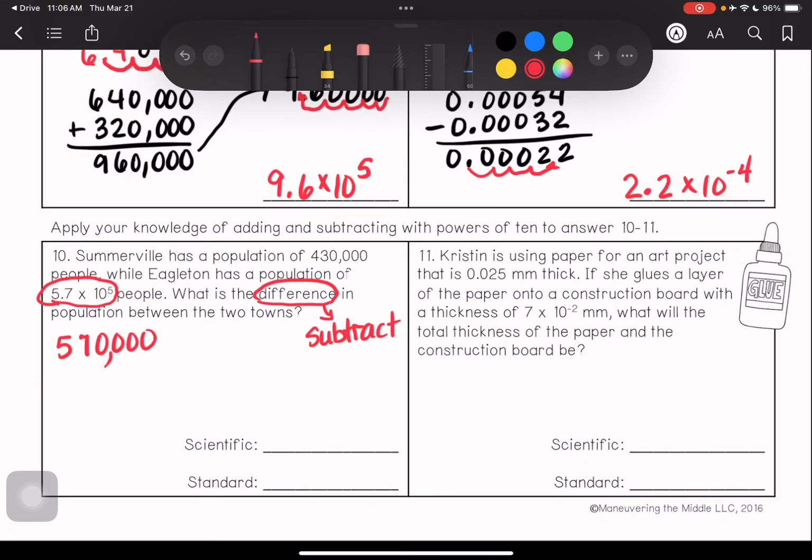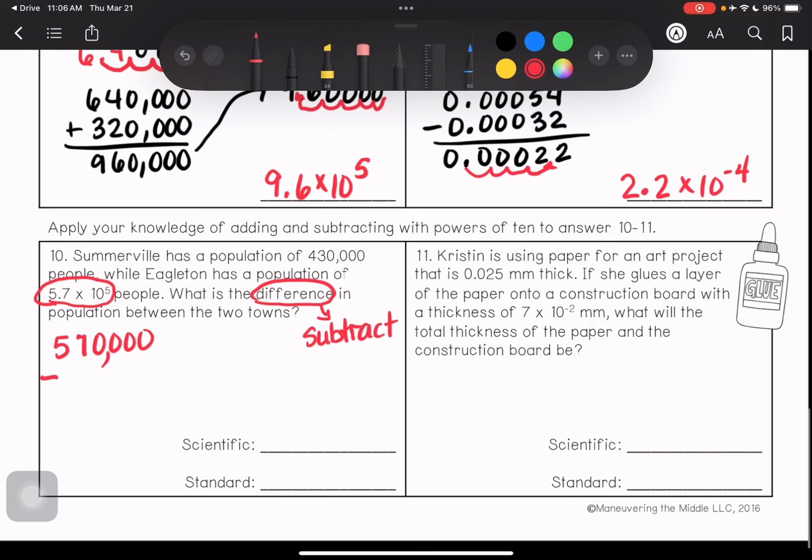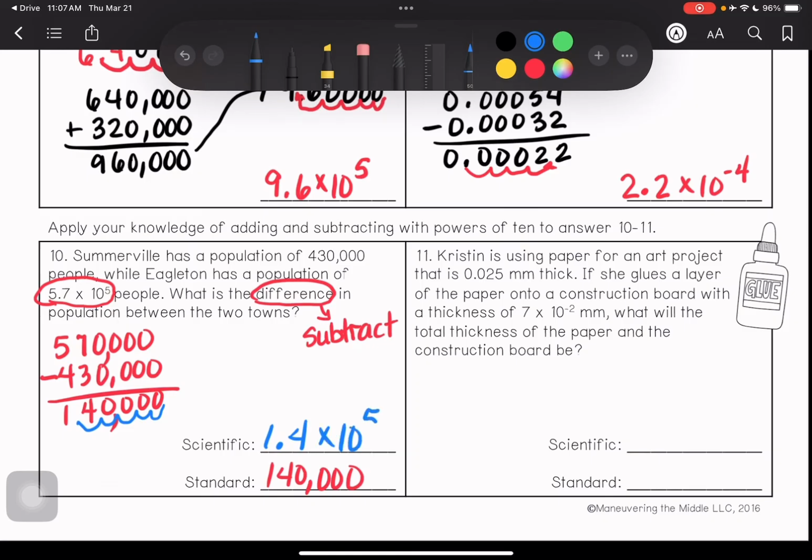So 570,000. Difference means to subtract. So I'm going to subtract that from the population of Summersville. So after I subtract, this gives me 140,000 in standard form. And in scientific notation, you move the decimal 1, 2, 3, 4, 5 times. Because my number is greater than 1, that's a positive 5th power.